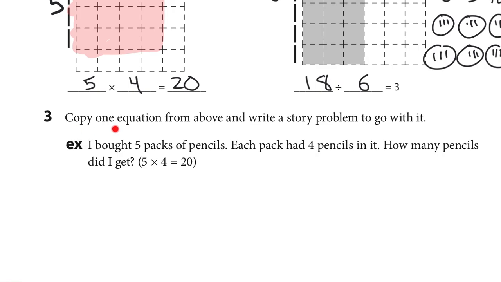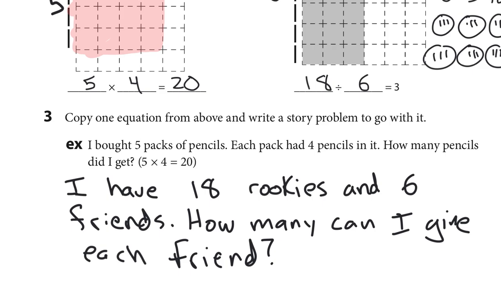Here it says, copy one equation from above and write a story problem to go with it. So if you wanted this question here to be your story problem, maybe you say something like this. And my handwriting's not amazing, but it does say, I have 18 cookies, so here's my 18, and 6 friends. There's my 6. How many can I give each friend? And I can give each friend 3 cookies. So there would be my story problem.